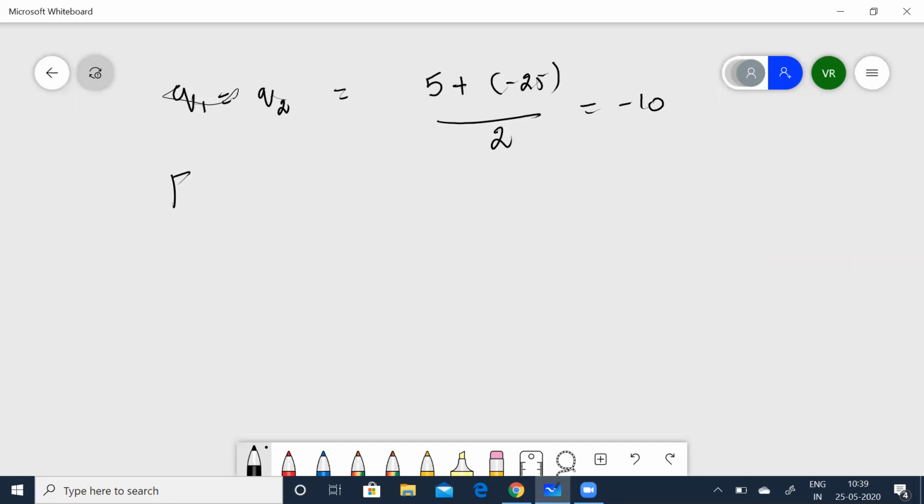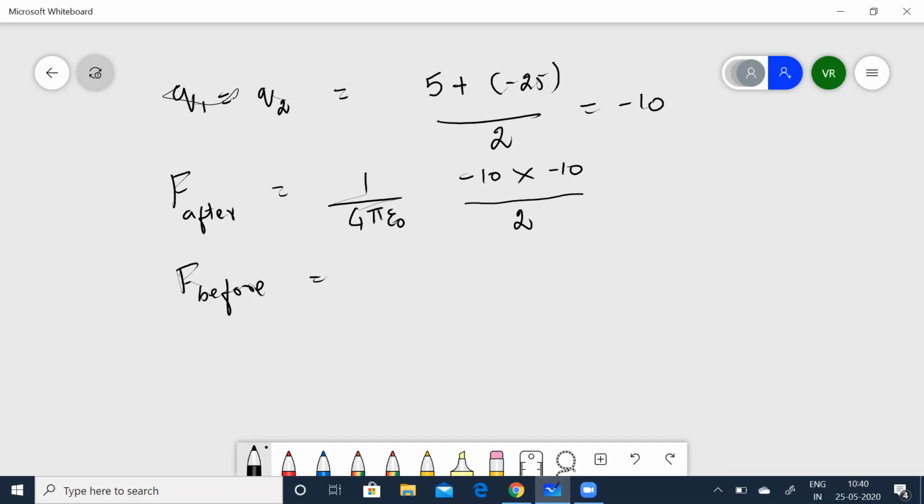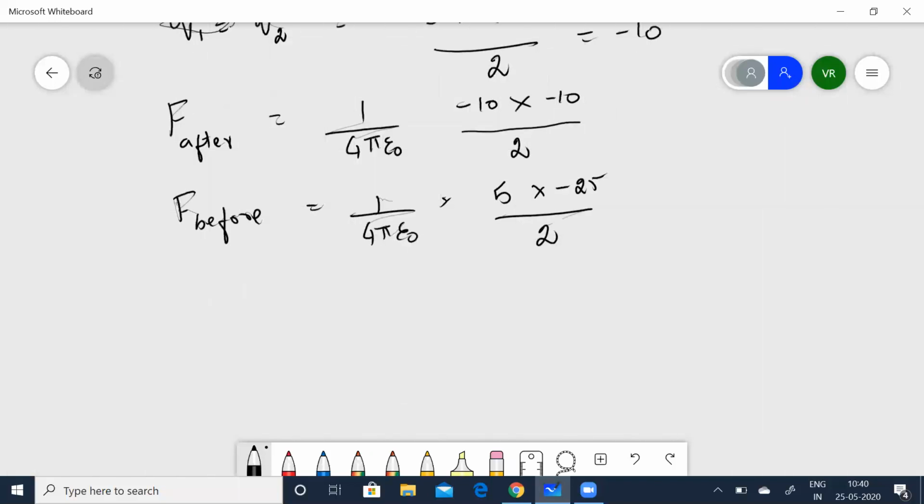After contact, let me put the force as after. Force after is going to be equal to 1 by 4 pi epsilon 0 into minus 10 into minus 10 divided by r squared. What was the charge before? So F after by F before. F before is going to be 1 by 4 pi epsilon 0 into 5 into minus 25 by r squared.